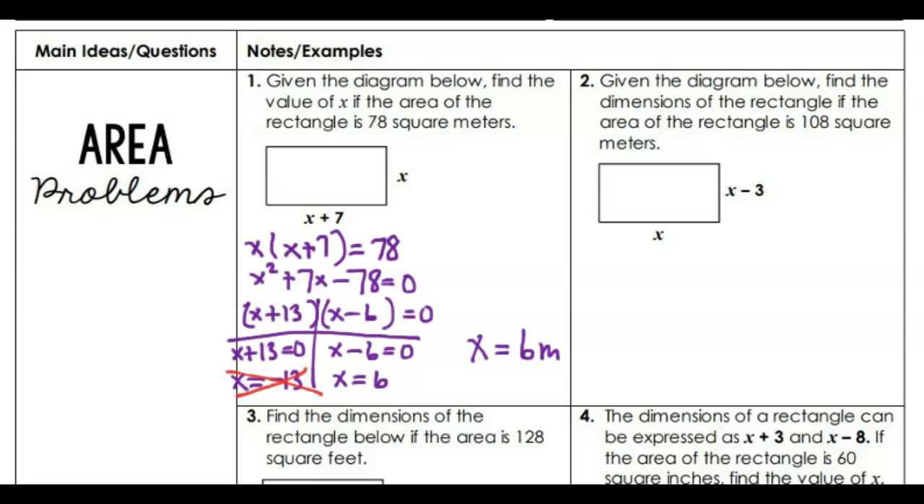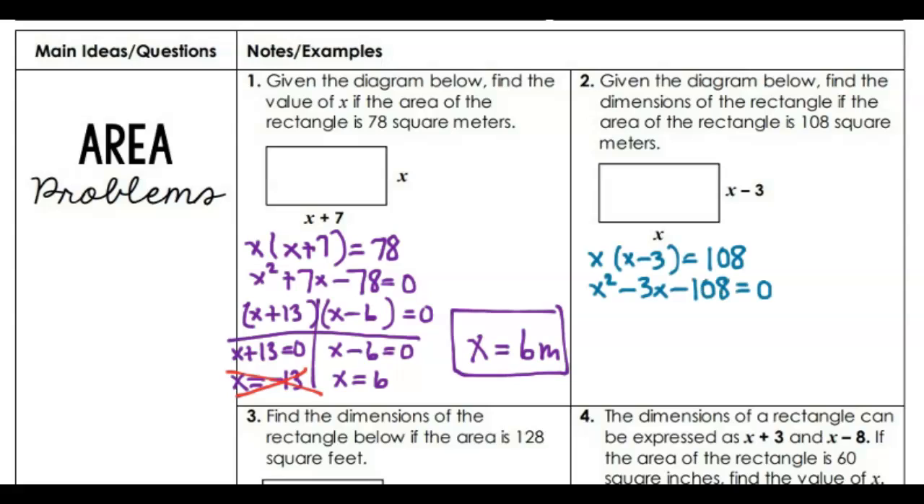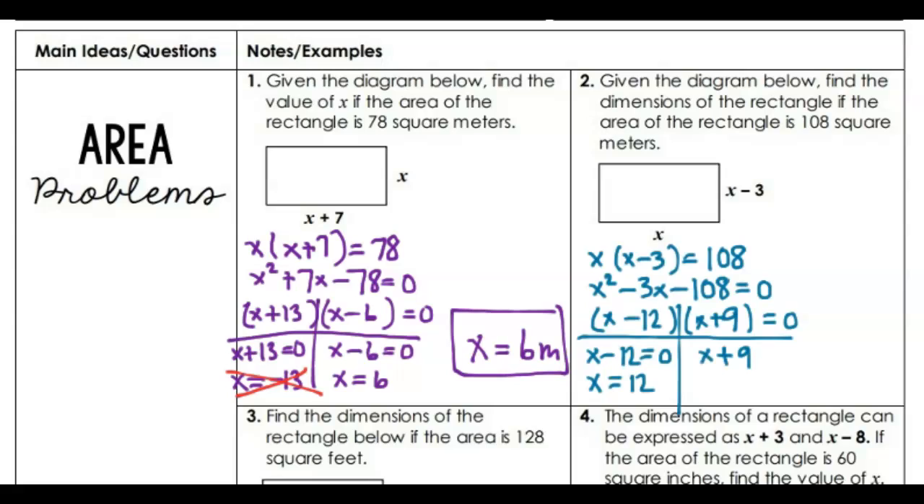So in the next one we're going to do something similar, and in this case we're going to look at the area. We're told that it's 108 square meters, and so again put this into standard form. See if you can factor it first. Many of the ones that you'll be working on are factorable, so you can go ahead and factor like this one, and we're going to end up with x equals 12 and x equals negative 9.